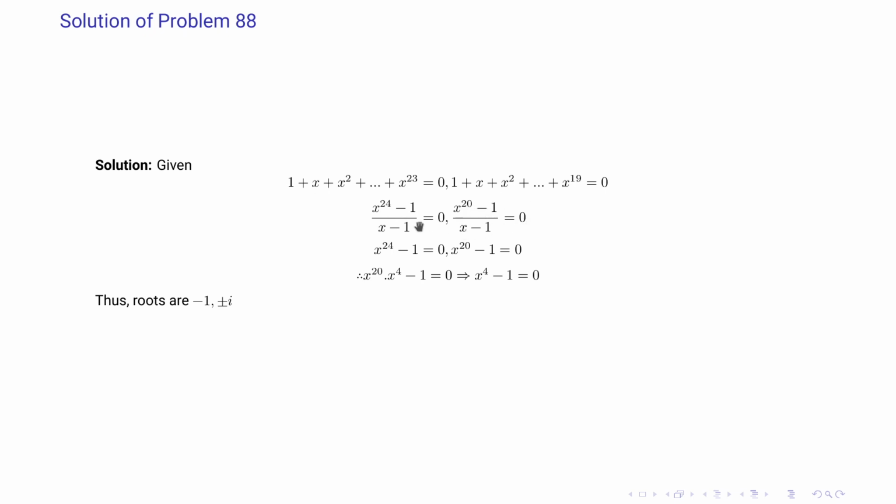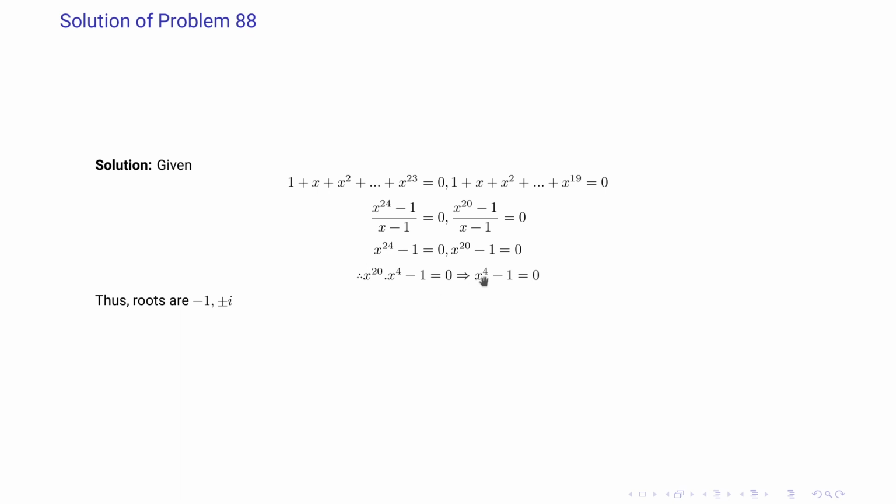So x minus 1 will get multiplied with 0 in both the cases, and we will have x to the power 24 minus 1 is equal to 0 and x to the power 20 minus 1 is equal to 0. Now from the second equation, we observe that x to the power 20 is 1. So the first equation we rewrite as x to the power 20 into (x to the power 4 minus 1) is equal to 0, and we substitute x to the power 20 is equal to 1. So this becomes x to the power 4 minus 1 is equal to 0. Now x to the power 4 minus 1 is equal to 0 means (x square minus 1) into (x square plus 1) is equal to 0.